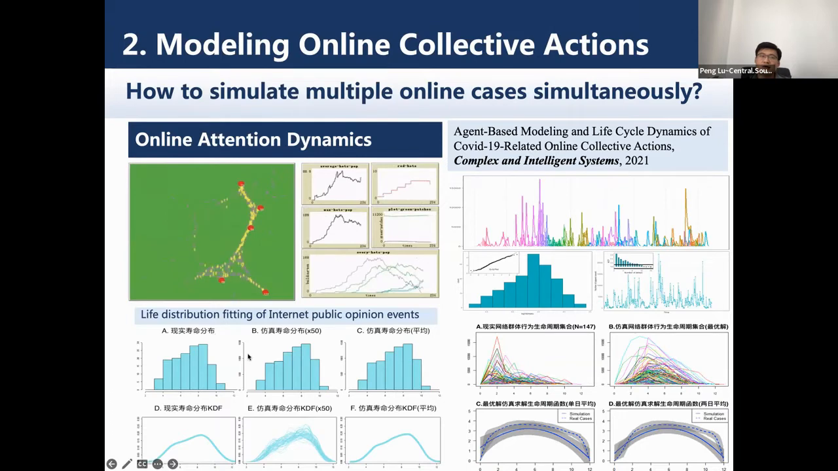So this is the distribution of durations for the real big data cases. And this one, figure C, shows our simulated durations. So they are very close to each other.